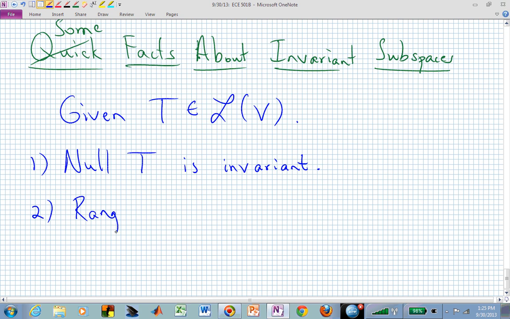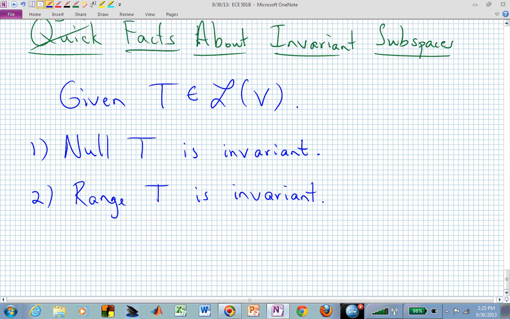Likewise, the range space of T is also invariant under this linear operator T. If we start in the range space with a vector and we map that vector through T, we'll stay in the range space of T.